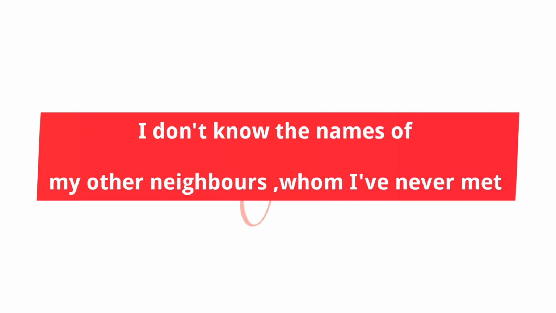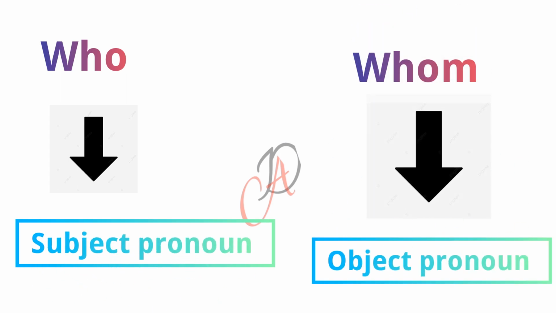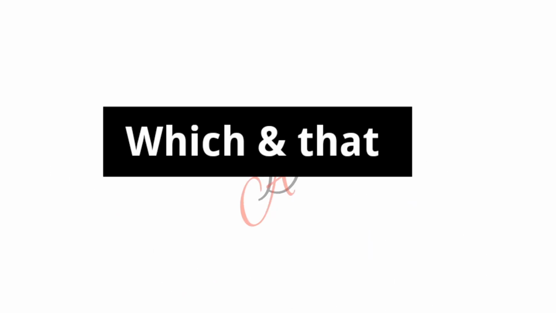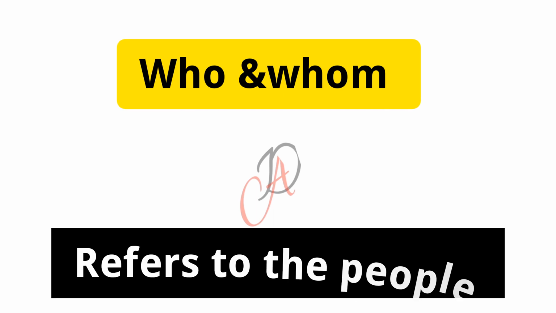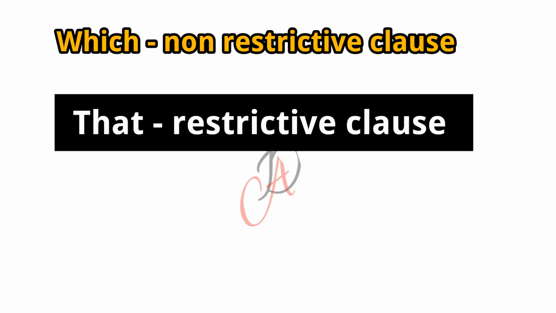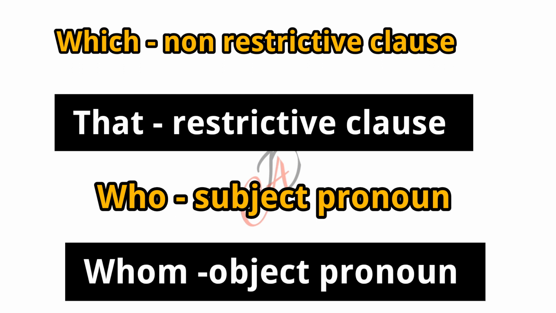So, guys, when we look at both the relative pronouns, that is who and whom, both are used to refer to people, but who is used as a subject pronoun, whereas whom is used as an object pronoun. So, overall, the four important relative pronouns are which, that, who, and whom. Which and that are used for referring to things, and who and whom are used to refer to people. And which is used in non-restrictive clauses, that is used in restrictive clauses, whereas who is used as a subject pronoun and whom is used as an object pronoun.